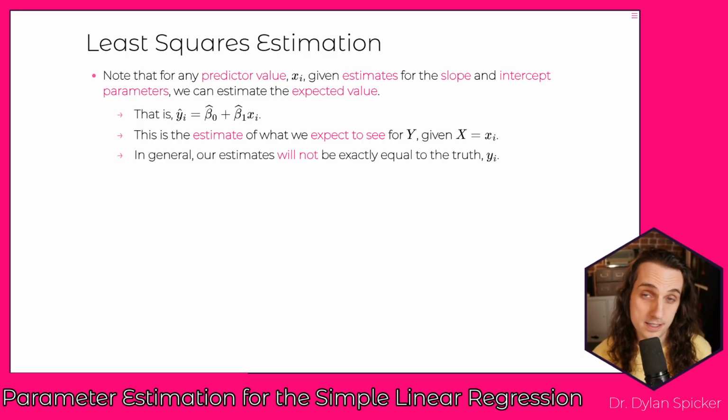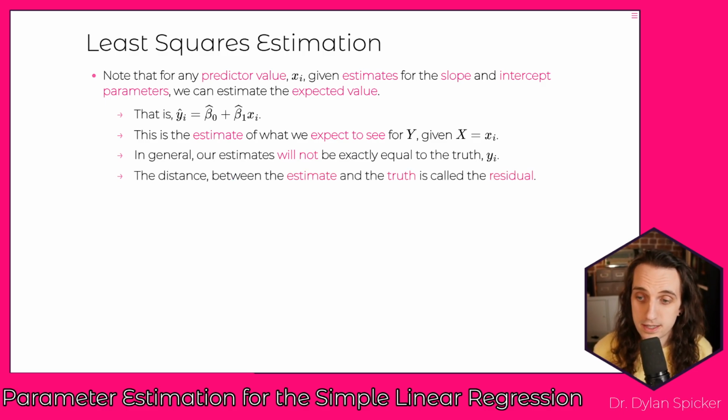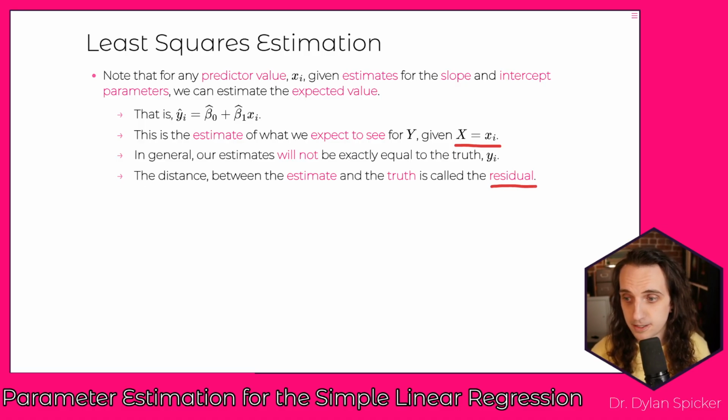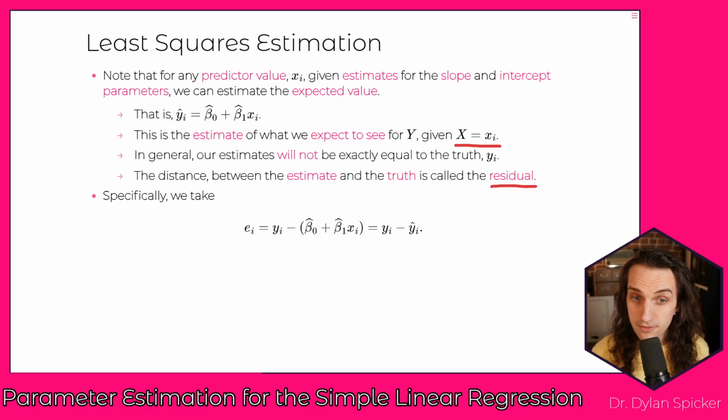Now, in general, our estimates are not going to be exactly equal to the truth, right? There's sampling variability, there's measurement error, there's any number of things that might distort this relationship, but we expect that it should be close to that. So the distance between the estimate and the truth is what we refer to as the residual, right? It is how much is left over after we've given our best guess based on the information that we actually have here.